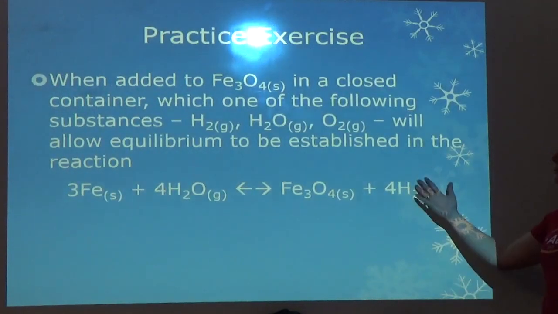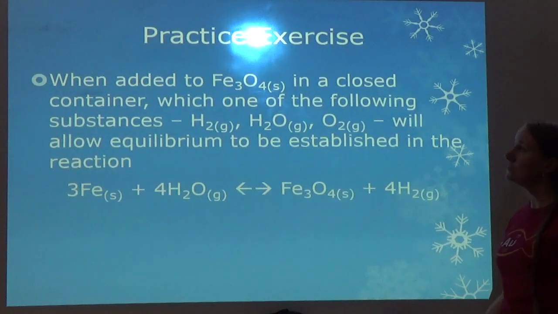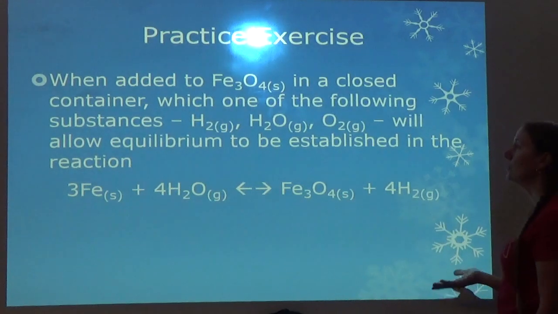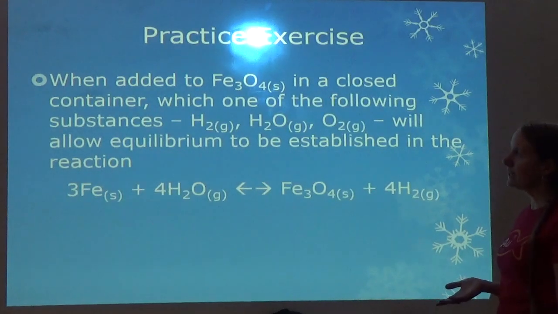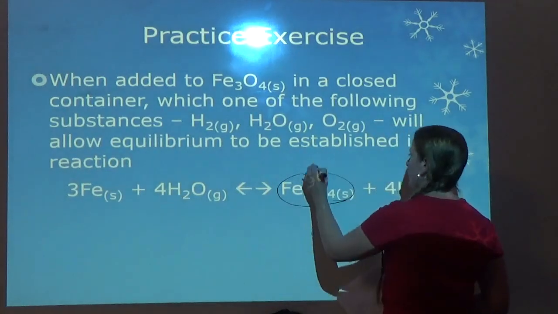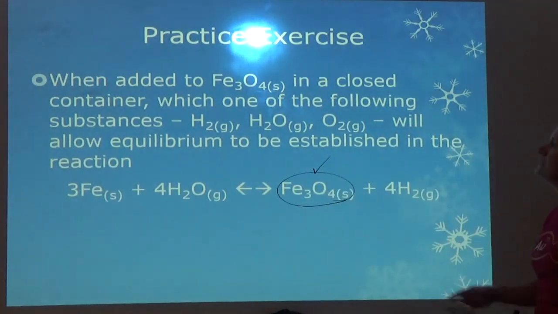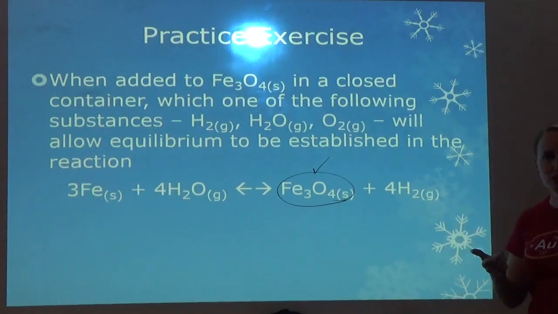All right, so you tried this one. I'll assume you've done that, and we'll look at it together. It says, when added to Fe3O4 in a closed container, which of the following substances, H2, H2O, or O2 gas, will allow equilibrium to be established in the reaction? So you already have some of this. It's asking which of the following gases you would need to establish equilibrium.